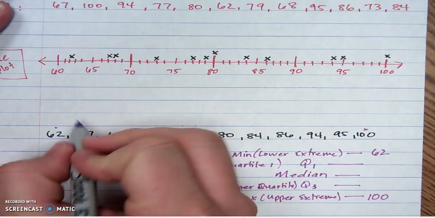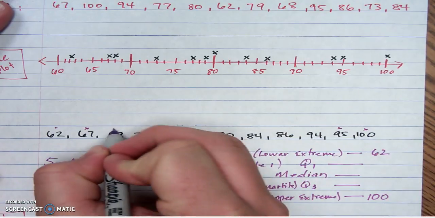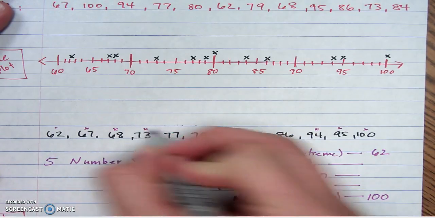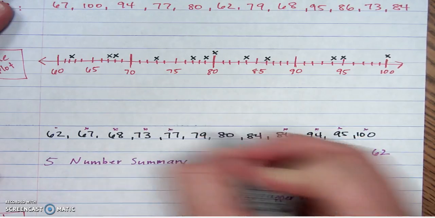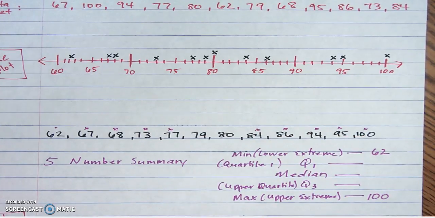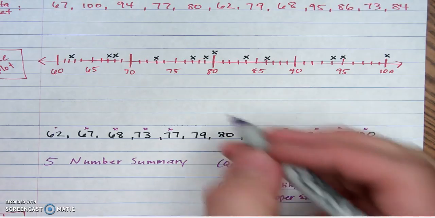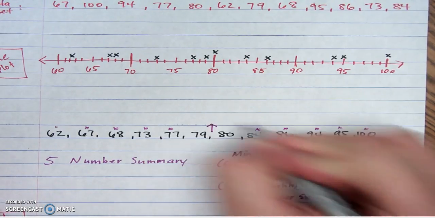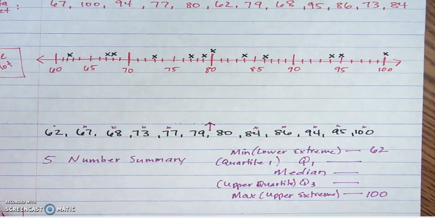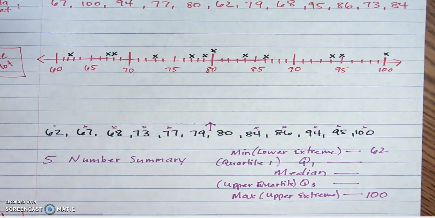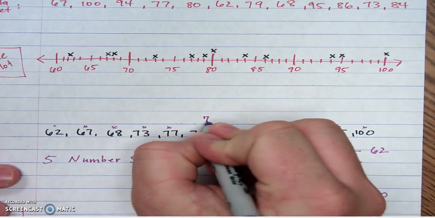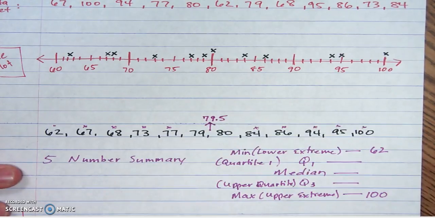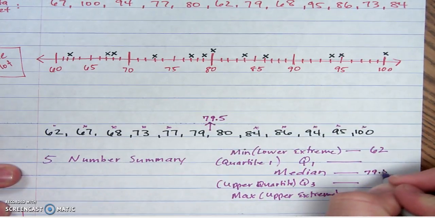62 and 100 go together. 67 and 95. 68 and 94. 73 and 86. 77 and 84. Now I'm down to 2 left. So you should remember that the median is going to be right in the middle of them. So between 79 and 80, I'm going to take the average of those, and I'm going to get 79 and a half is my median.